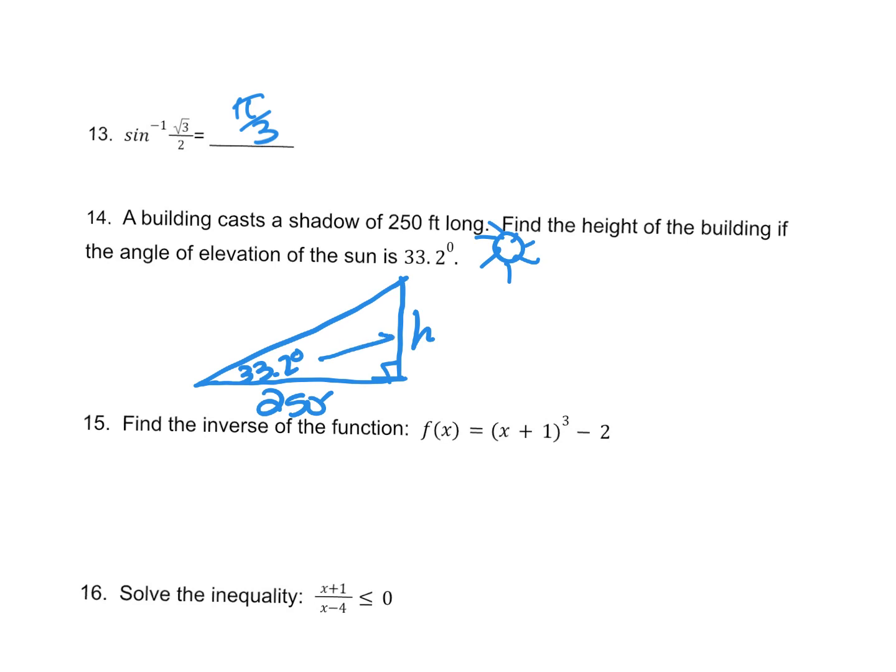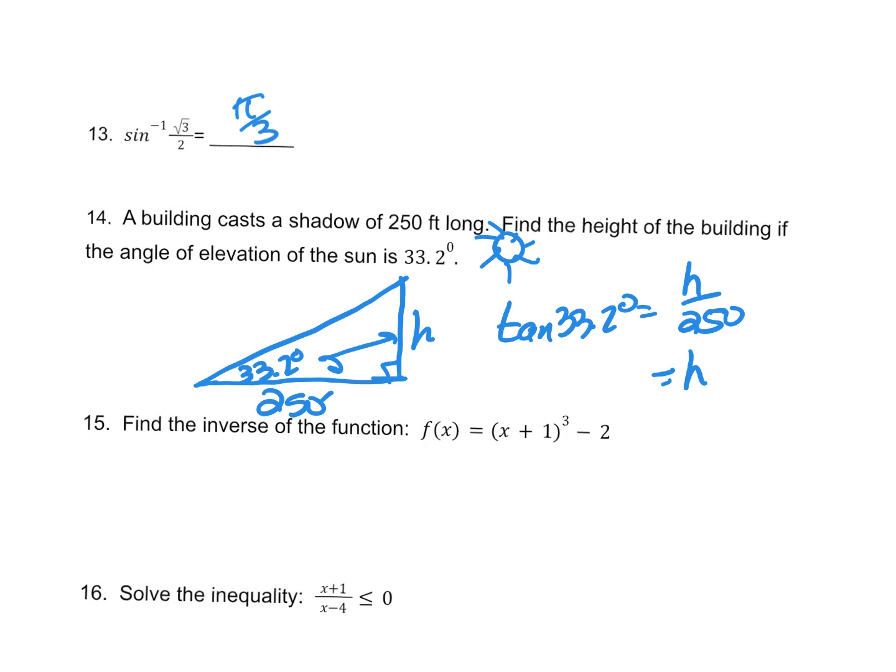Look what I've got. I've got opposite over adjacent. That sounds like tangent. So I'm going to do tangent of 33.2 degrees equals opposite over adjacent. By the way, I was messing with my calculator a minute ago and realized this test, we've used radians on the calculator lately. You need to make sure your calculator is in degrees, just saying.